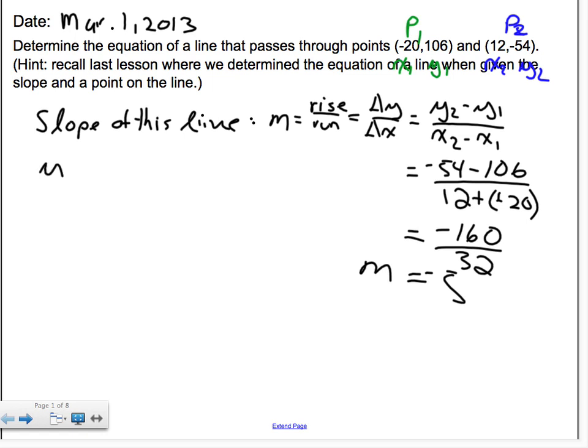We always start off with just the general form of what we're looking for: y equals mx plus b. Here m is negative 5. So now we've gotten back to yesterday's lesson. y is equal to negative 5x plus b. How are we going to get b though?